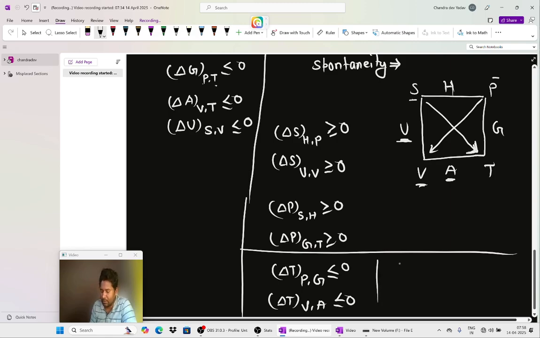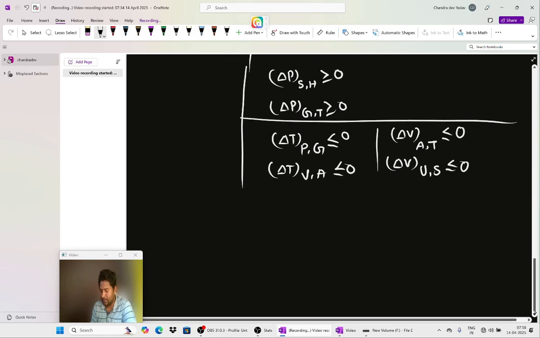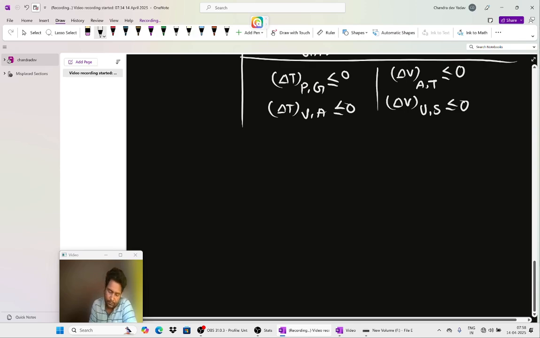We can write the same for volume change. If volume change takes place at constant Helmholtz energy and temperature and is less than 0 or equal to 0, then the process will be spontaneous. If the volume change at constant internal energy and entropy is less than 0 or equal to 0, then the process is also spontaneous. All these are the terms to explain spontaneity. We can write an example also.